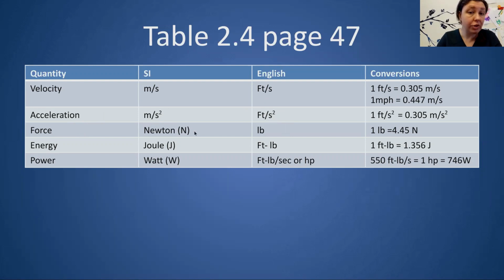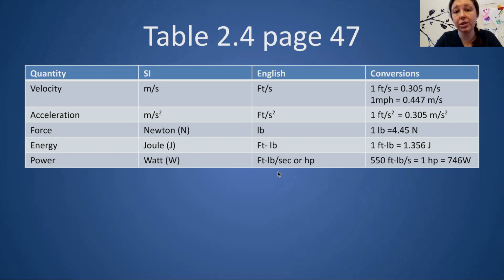Force can be measured in newtons, which is very accurate and a great way to measure force. But in the English system, we do measure force by pounds. Energy is measured in joules. In the English system, it's foot-pounds. And power is measured in watts. And this is used in the US as watts.